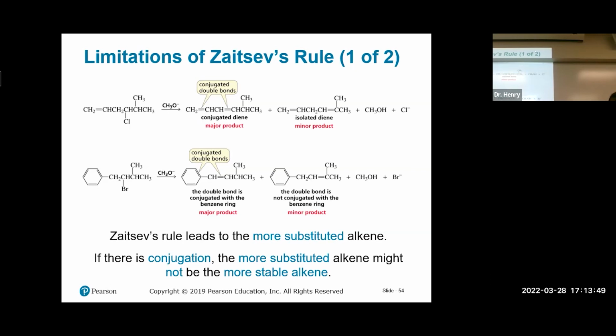So there are going to be limitations. There's this Zaitsev rule that basically leads to the more substituted alkenes. So if there's a conjugation, the more substituted alkene might not be the most stable. If that's the case, in this one we have a conjugated double bond. So again, chlorine's here, so this is going to be our alpha, and these are our betas.